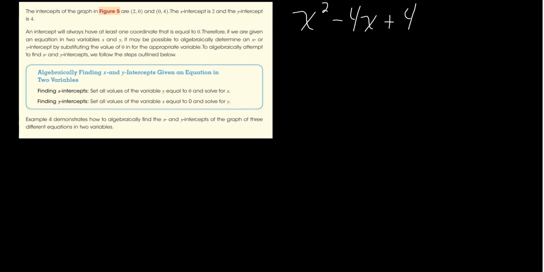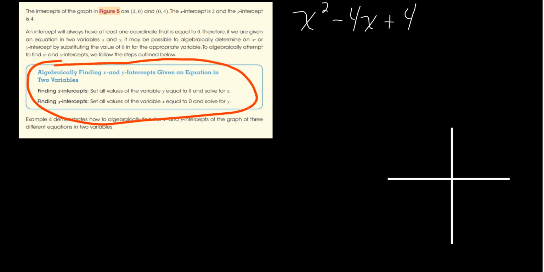Let's get us a coordinate plane here. Okay, so before I move on to actually doing some algebra here, let's go ahead and read what this says. It says algebraically finding x and y intercepts given an equation in two variables. So this is definitely important. This needs to be written down.